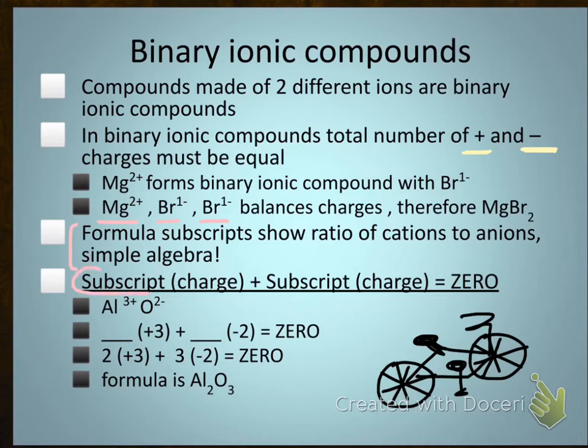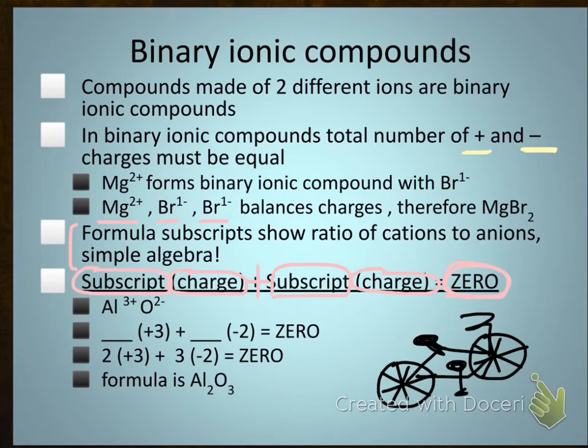The subscript on the first ion, which is always the cation, times the charge on the cation, plus the subscript on the anion times the charge on the anion, have to equal 0. They have to cancel one another out.